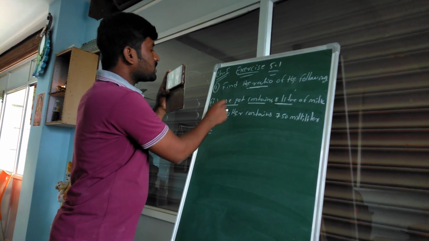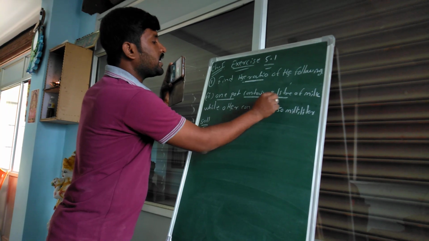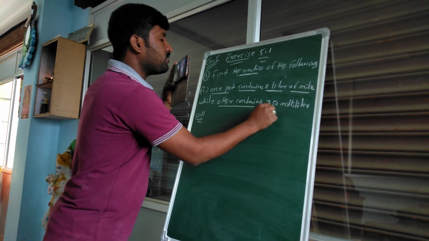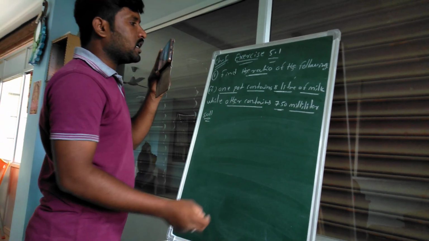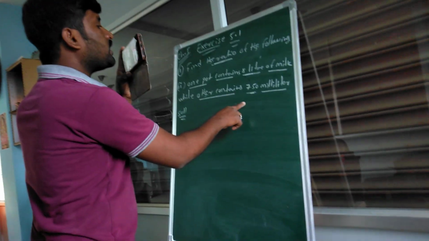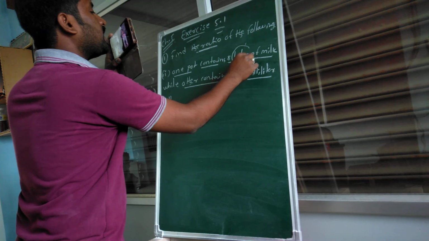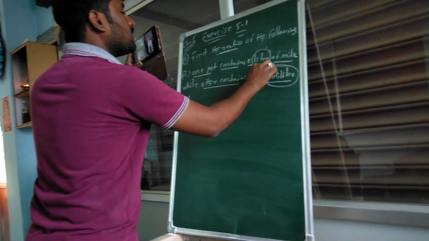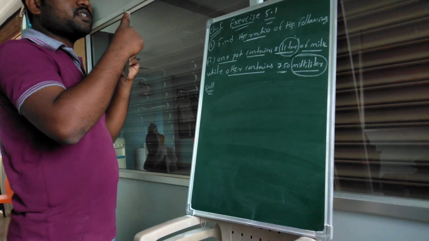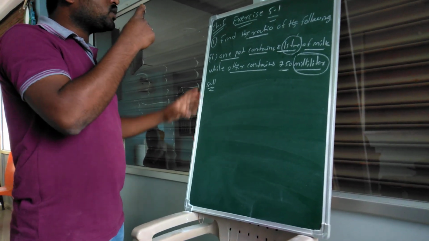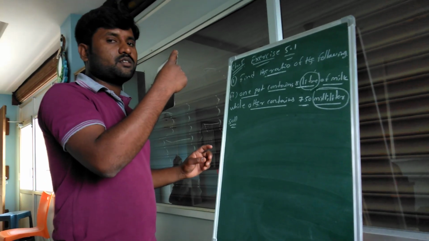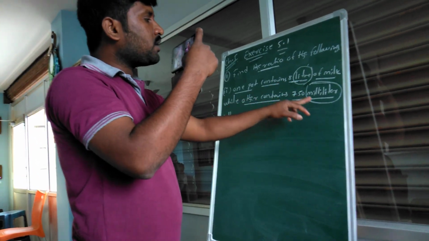The second question is one part contains 8 liter of milk while other contains 750 milliliter. Now clearly what are the units? Here the units are liters and milliliters. When we compare two quantities, they should have the same kind of units. Yes or no students? But here liter, here milliliter is there.